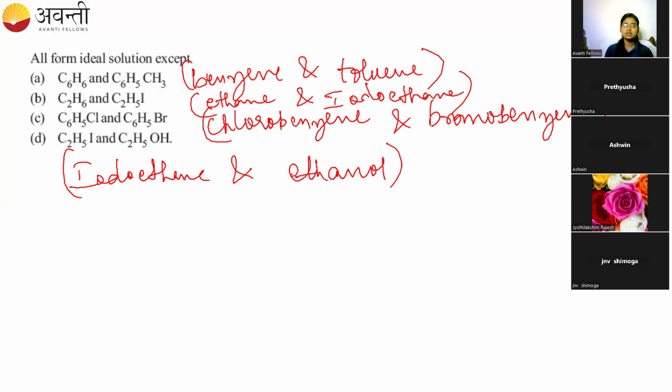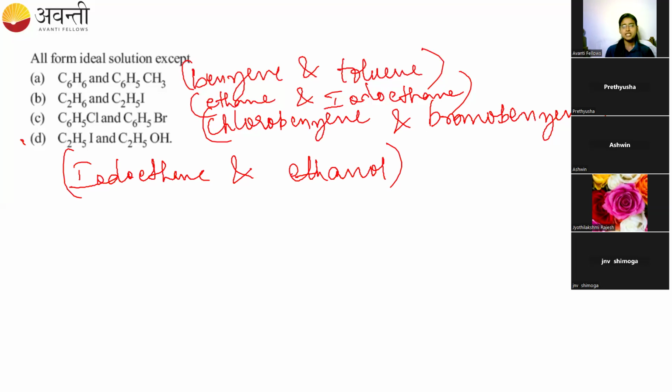Now, which will not fall under ideal solution? So, in an ideal solution, the attractive forces will be equal. Which will be the correct answer? Any idea? Has anyone got the answer for this? So, the correct answer is option D.